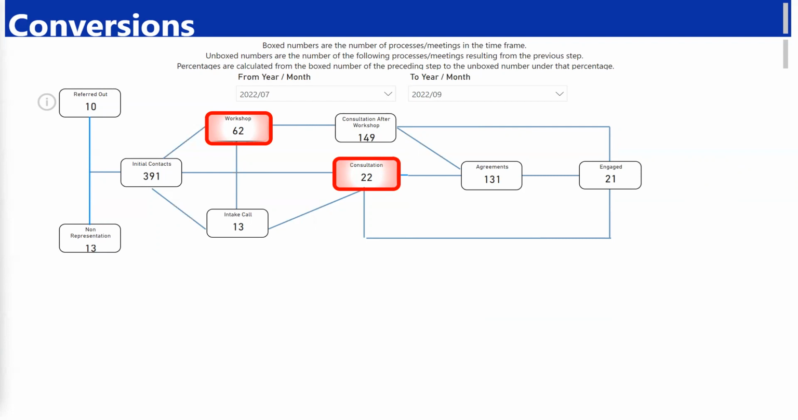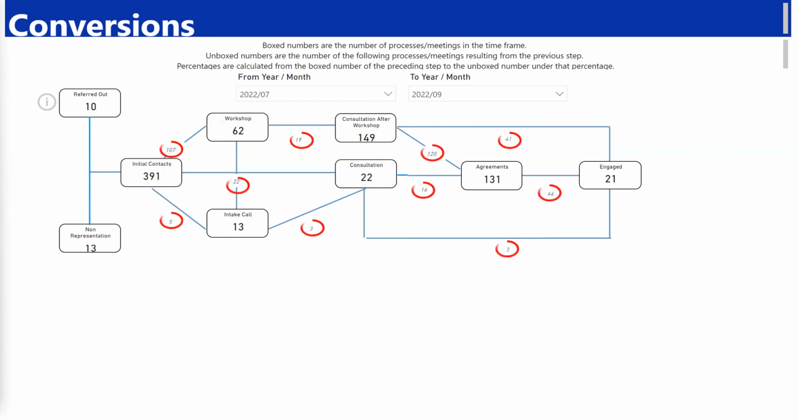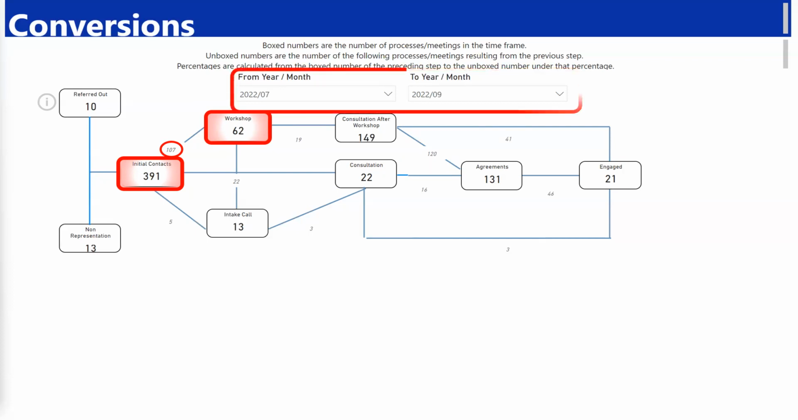We know that we had 62 workshop registrations, but we do not know how many of the 391 initial contacts actually registered for a workshop. The small numbers on or under the lines tell us these numbers. So out of the 391 initial contacts, 107 registered for a workshop. So why is our workshop number only 62? That is because only 62 people were registered for workshops that happened in this date range. Some of the 107 could be in this time range, and the rest may be after this time.